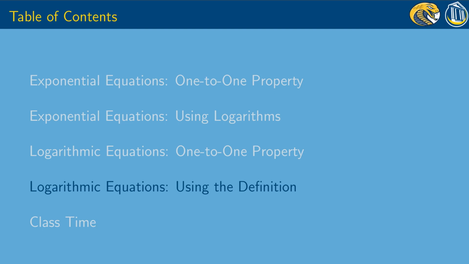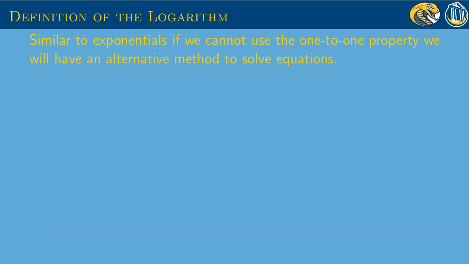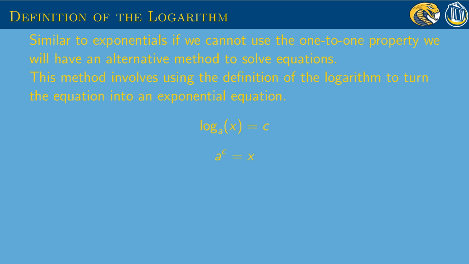Finally, let's talk about solving logarithmic equations using the definition of the logarithm. Just as there are some exponentials that we can't solve using our one-to-one property, we also have an alternative method to solve logarithmic equations. Specifically, this involves using the definition of the logarithm to turn a logarithmic function with base a into an exponential function with base a, and then trying to solve from there.